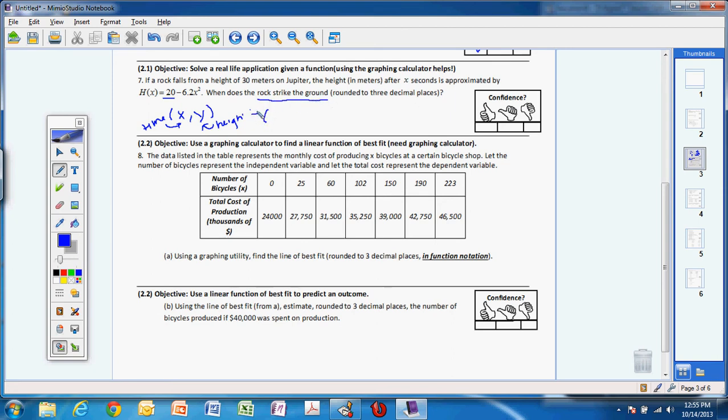So we don't know what time it does. That's our unknown in this part. But we know that when the rock strikes the ground, that's when the height is 0. So I want to know what the time is when the height is 0.